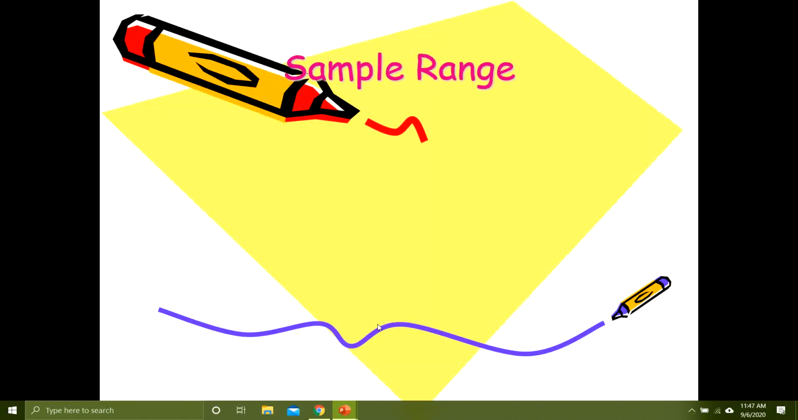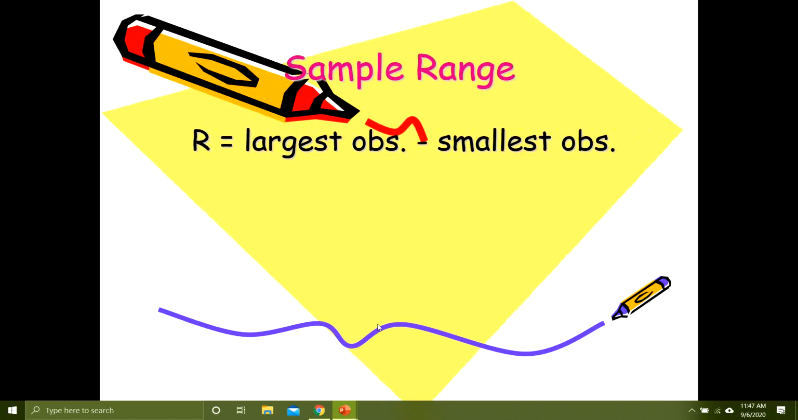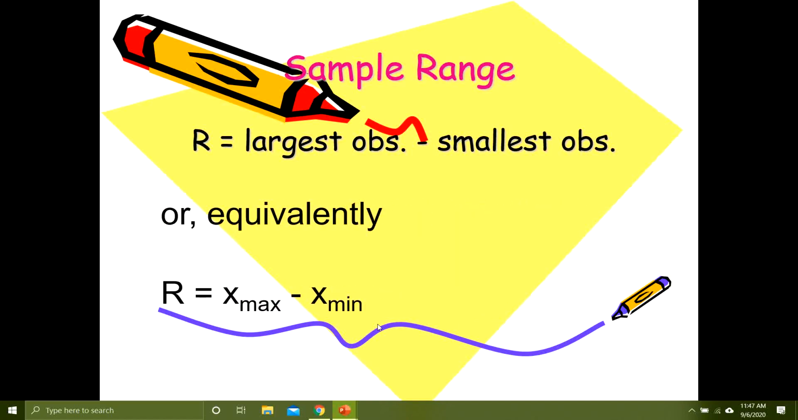How do we calculate a range? You take the value of the largest observation and the value of the smallest observation, and you subtract the smallest observation from the largest observation to get the value of range. The formula is R equals X maximum, which is the highest observation, minus X minimum, which is the lowest observation. This will give us the range.